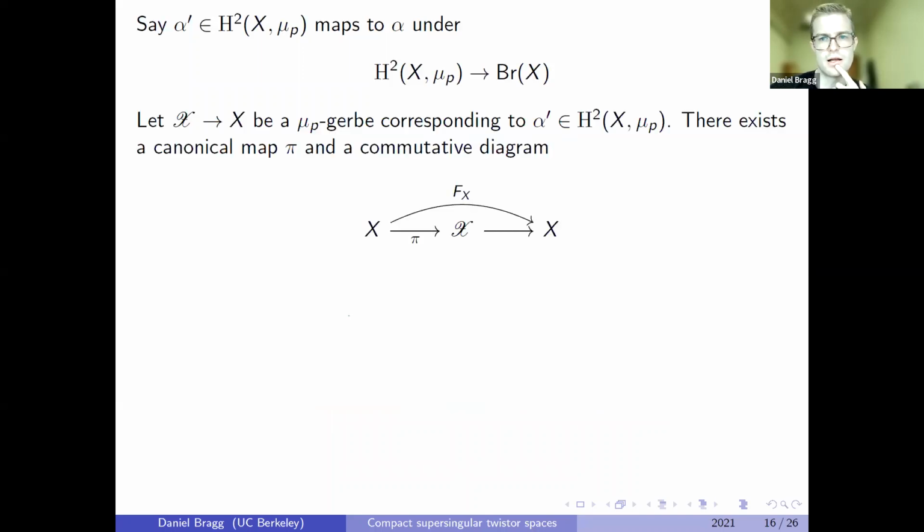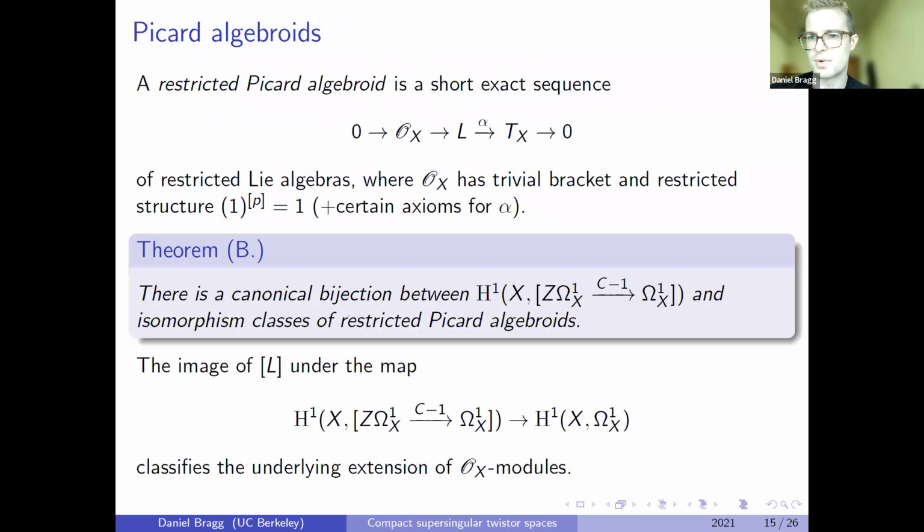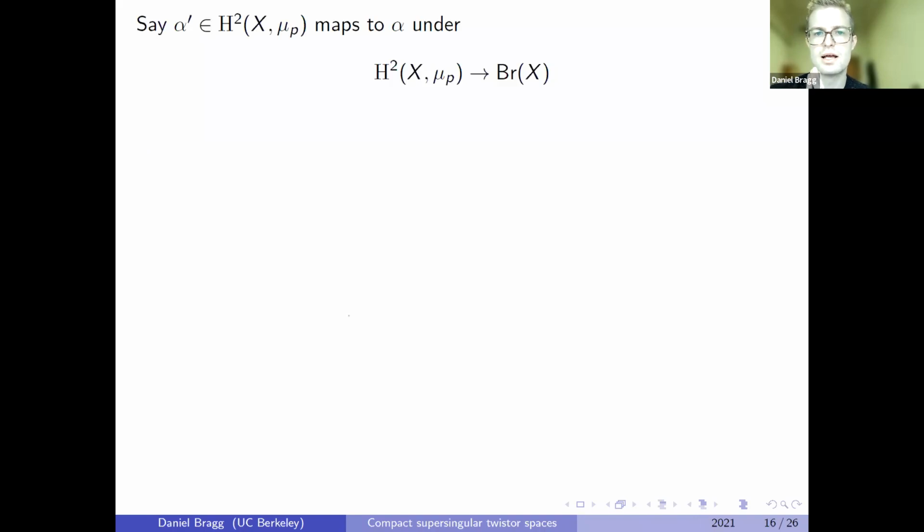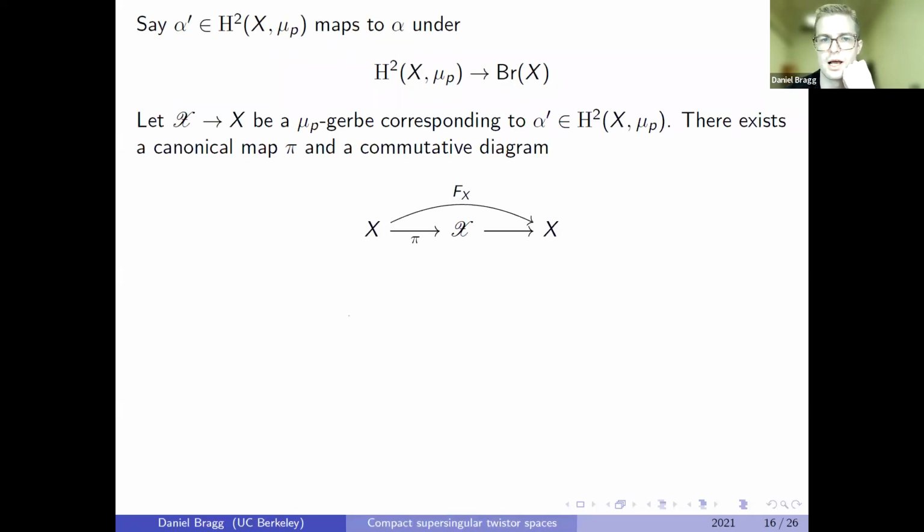Now I want to describe how these restricted Picard algebroids arise in my setting, because they arise in an interesting way. I'm going to return to the setting where I have a p-torsion class in the Brauer group, and associated to such a thing is a restricted Picard algebroid in some canonical way. So here's how the association goes. Take a class mapping to this class in the Brauer group, lift it to H2 of X mu p, and consider a mu p gerbe corresponding to this class.